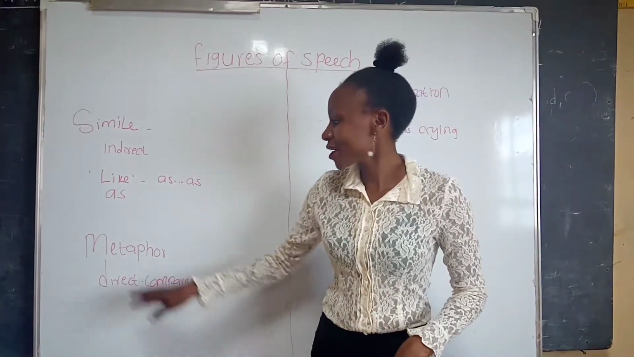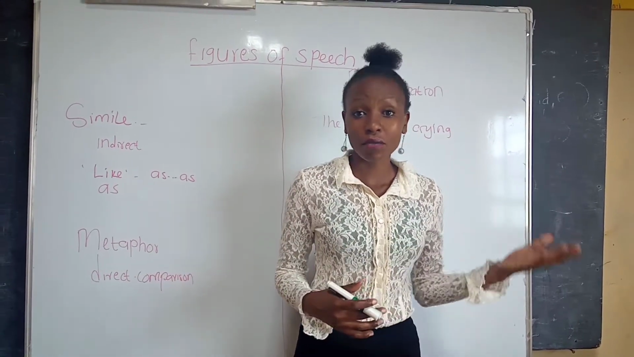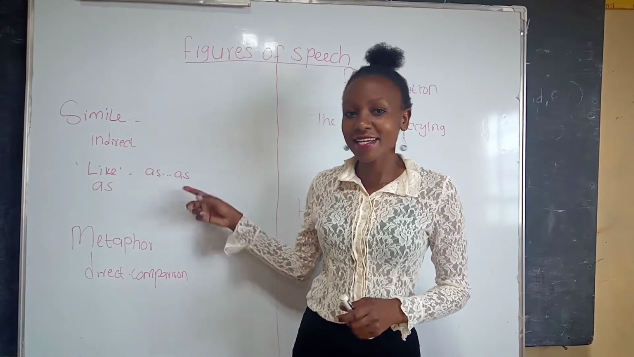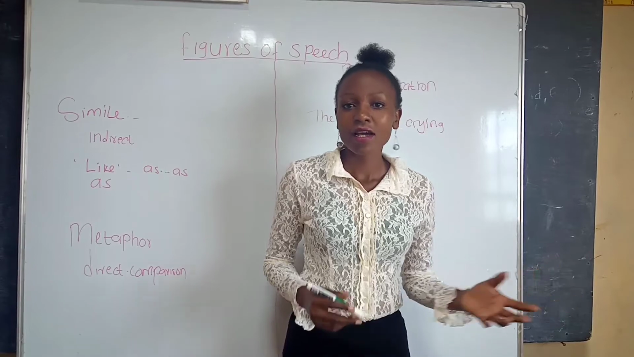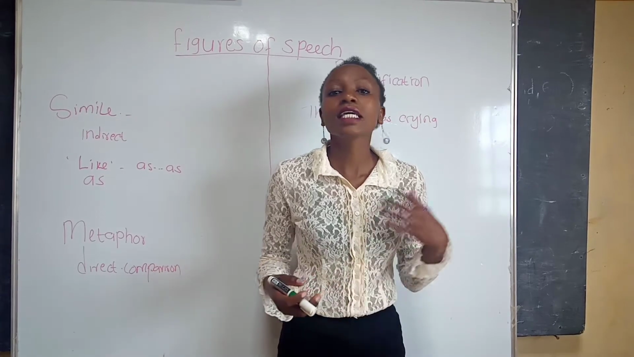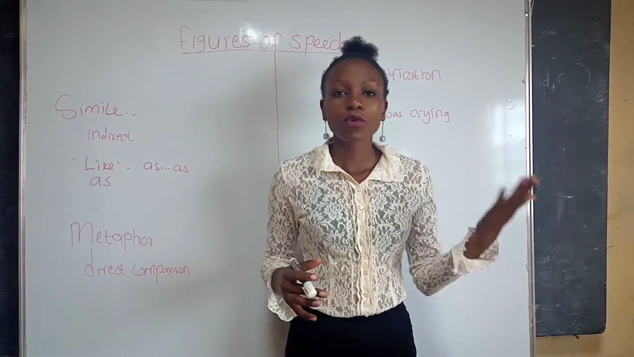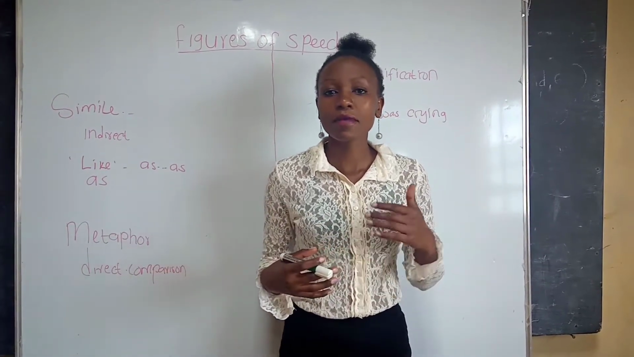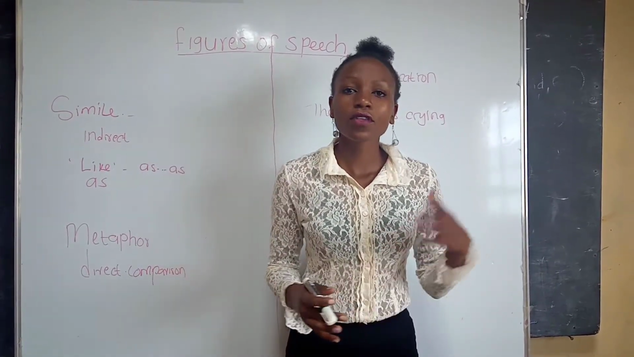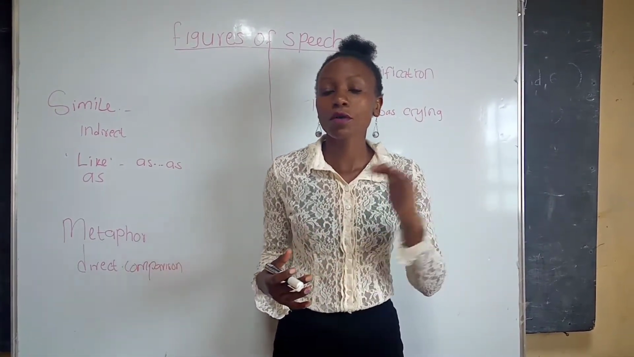The second figure of speech is metaphor, and this is the opposite of a simile. So it's a direct comparison. We don't use words like "like" and we don't use the word "as". It just compares something directly. For example, Kelly is a lion. It means that he has the trait of a lion, which is brave. Also, you can say of someone, she is a chameleon, meaning she has that trait of a chameleon. So as you see, in both similes and metaphors, we must have that comparison between 2 or more things.